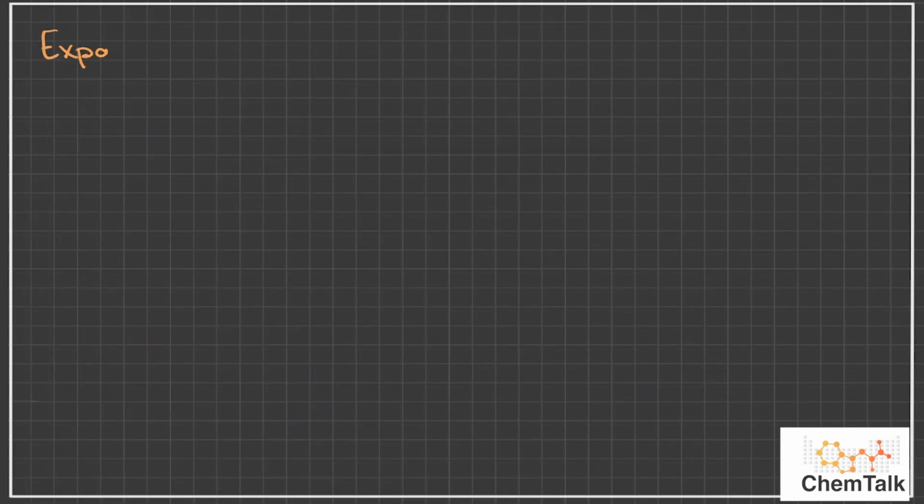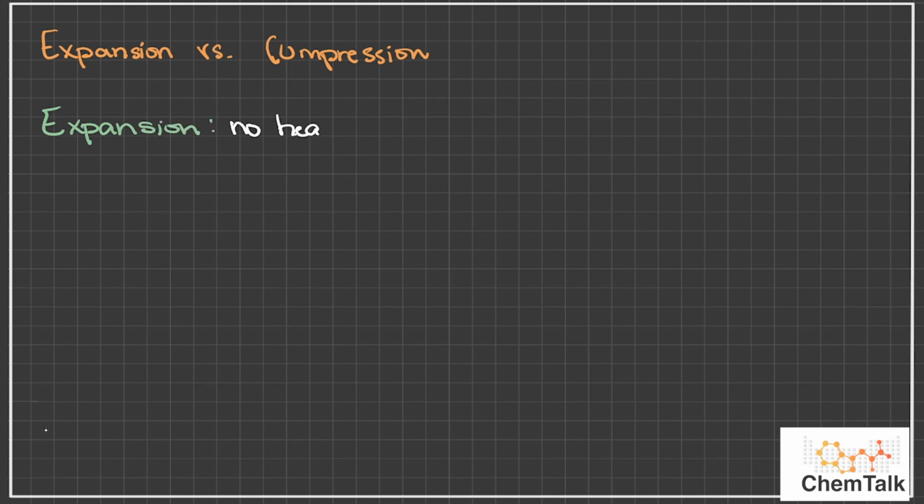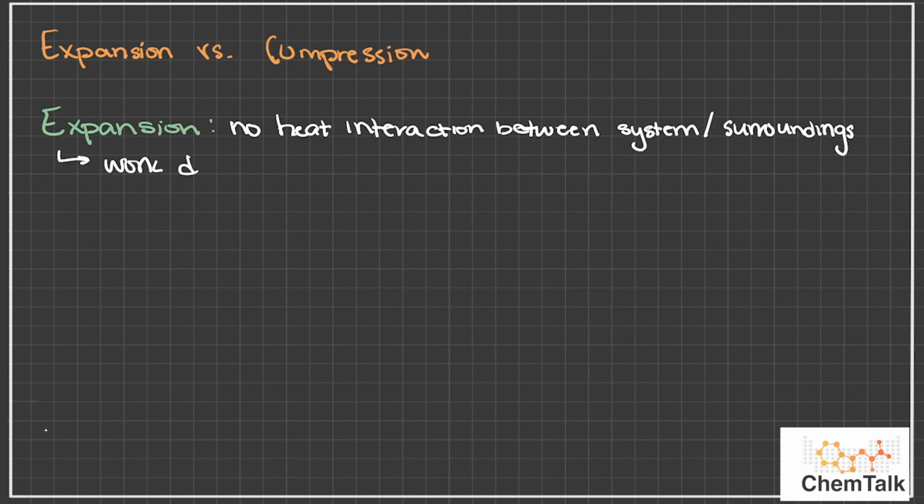Now, there is a bit of a difference when it comes to expansion versus compression of gas. When it comes to expansion and compression, both of them have no heat interactions between our system and surroundings, which is a constant that must be present when we're doing our adiabatic processes. But when it comes to expansion, our work is done on the system using our system's internal energy.